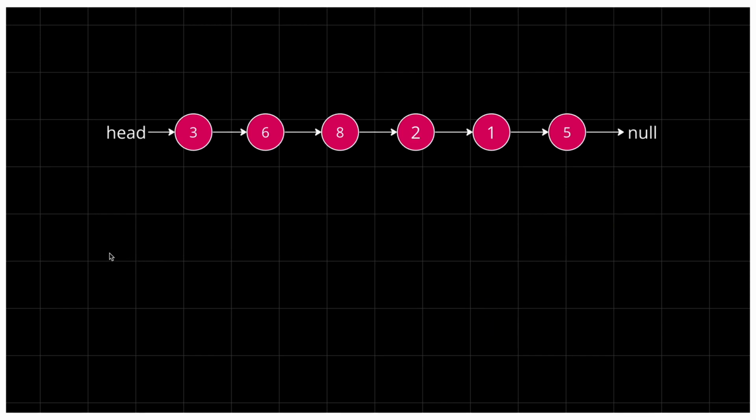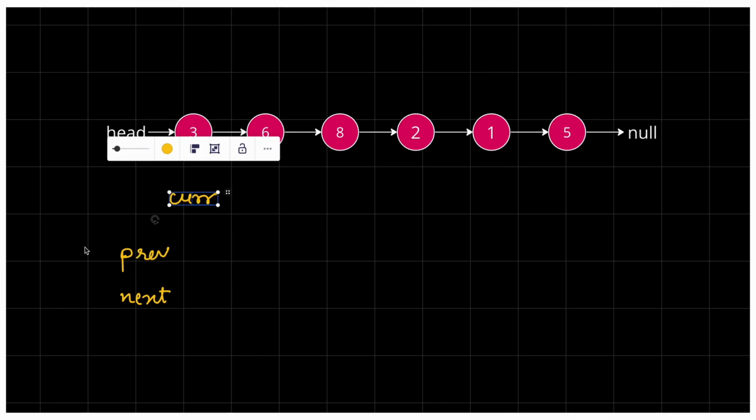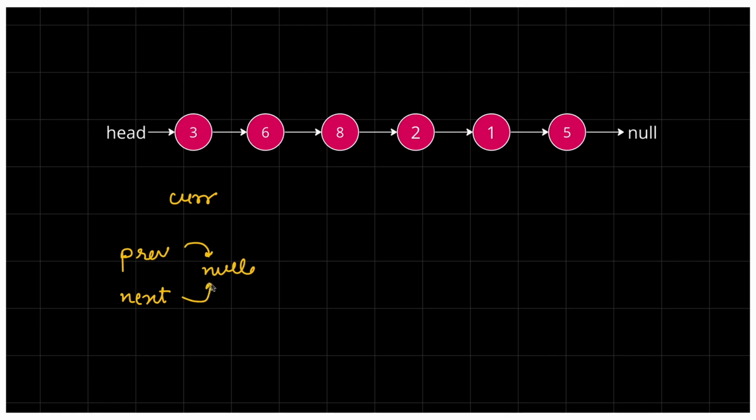First of all, we'll take 3 pointers. We'll take a previous pointer, a next pointer, and a current pointer. Initially, your current pointer will be pointing to the head of the list, and your previous and next will both be pointing to null, right? They initially both will be pointing to null. Great.